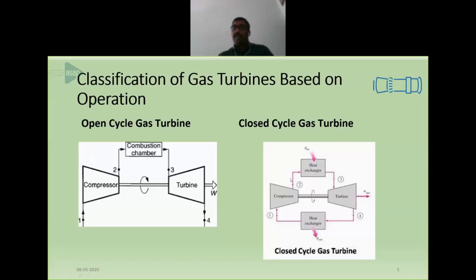Now, in the case of a closed cycle gas turbine, the first three parts are the same. There is a compressor and a heat exchanger. The heat exchanger is exactly the combustion chamber. It is given as a heat exchanger, but it is the combustion chamber, where you are supplying heat. Then in the turbine, there will be expansion. After the expansion, the exhaust gases again go to the compressor. So that is a closed cycle gas turbine.